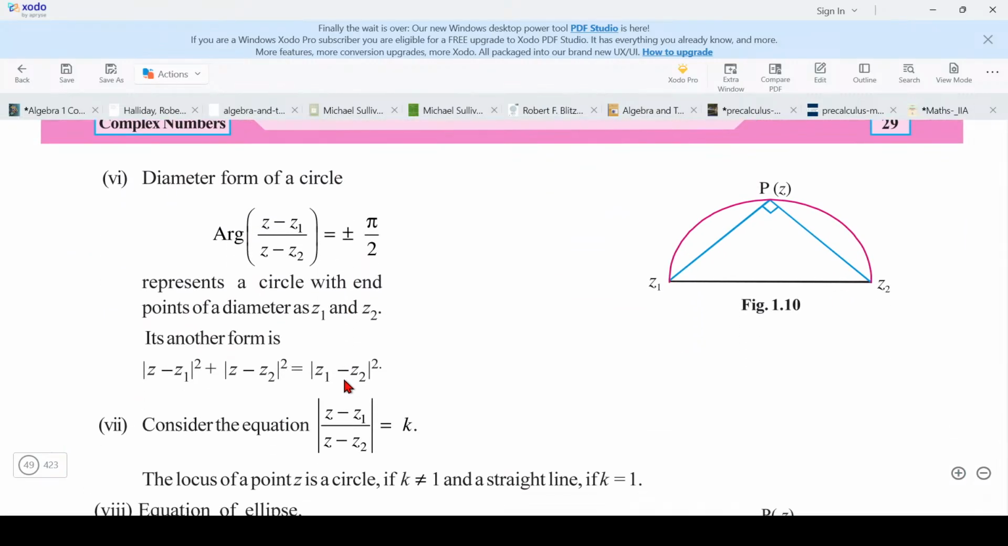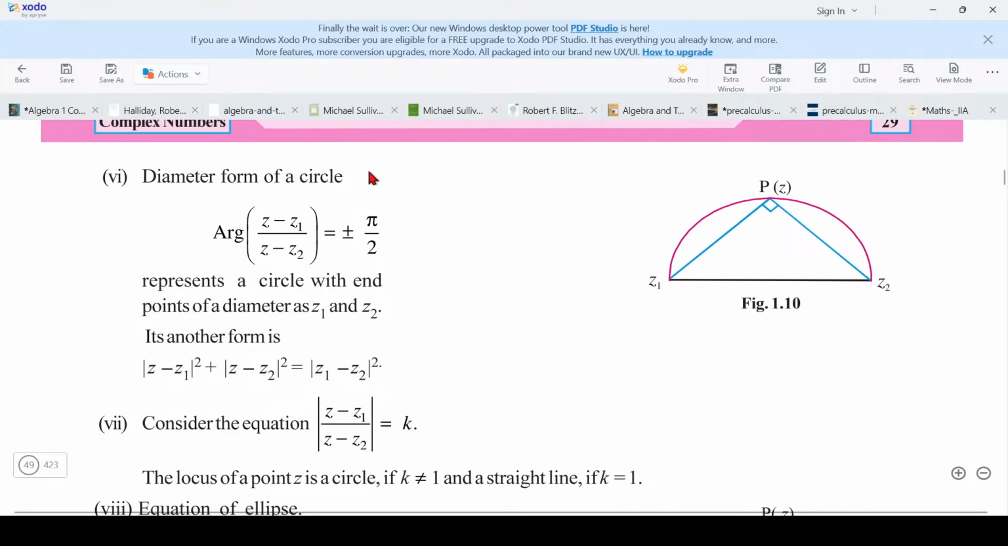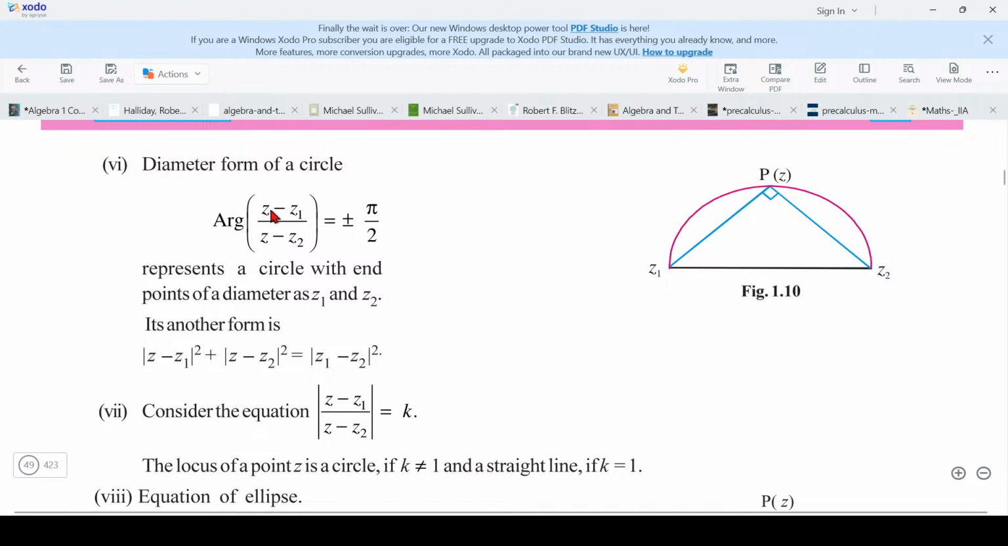Okay. Now, listen to this carefully. The angle between Z minus Z1 and Z minus Z2 is actually pi by 2 or minus pi by 2. Okay. So there is some Z. Z minus Z1 is a vector connecting Z1 and Z, right? That is this one. And Z minus Z2 is again the line connecting Z and Z2, right? That is this. Now between these two, the angle is either pi by 2 or minus pi by 2. Understood?